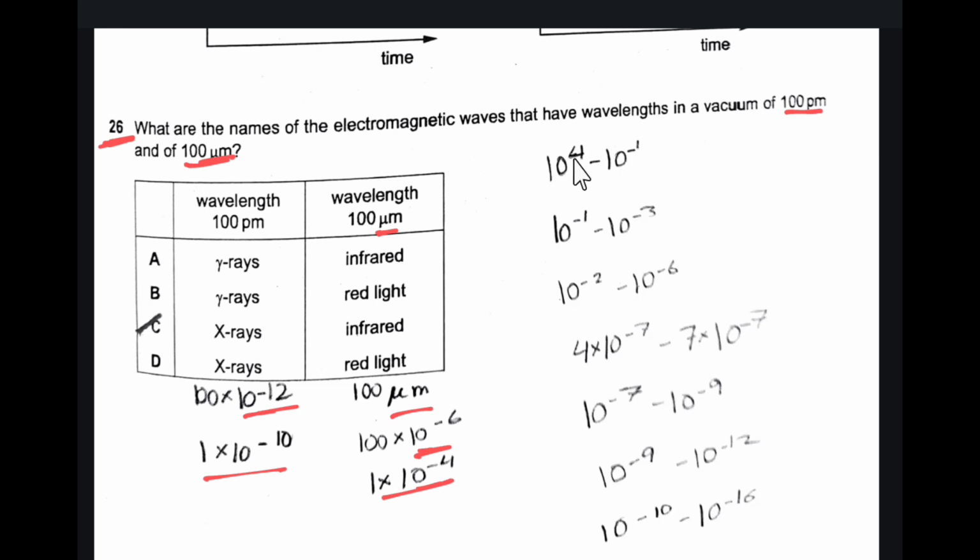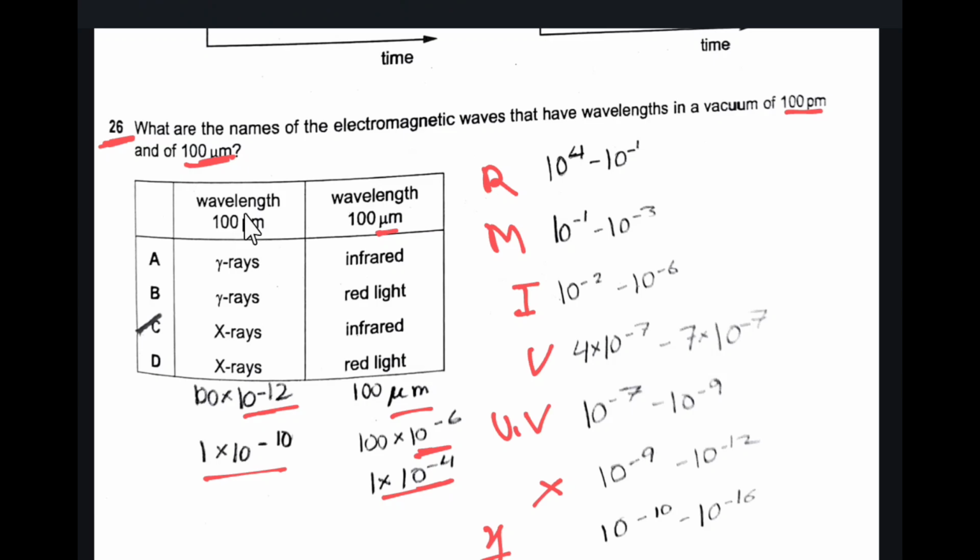For this type of question, you need to remember the wavelengths. Radio waves are 10 to the power 4 to 10 to the power negative 1, microwaves are 10 to the power negative 1 to negative 3, then infrared radiation, visible light, ultraviolet, X-ray, gamma ray. So these are their wavelength ranges.